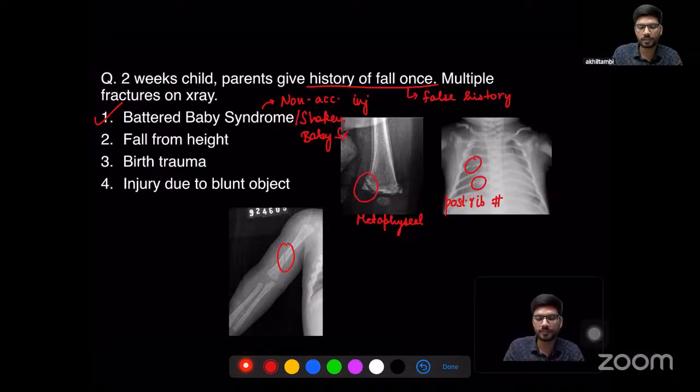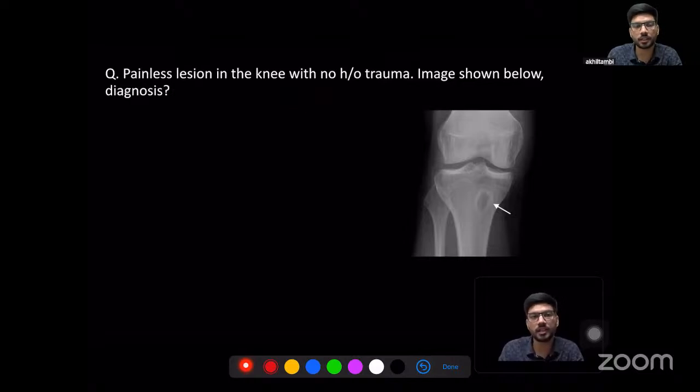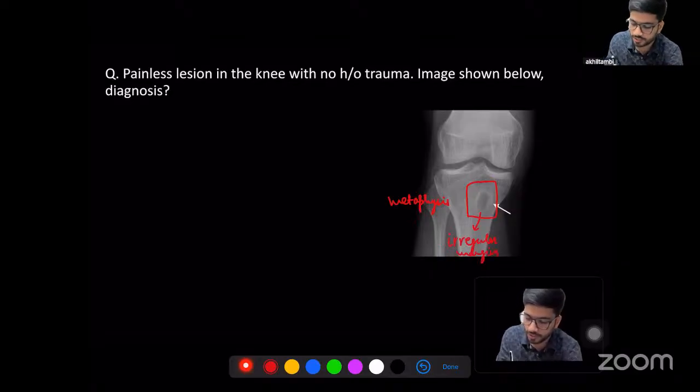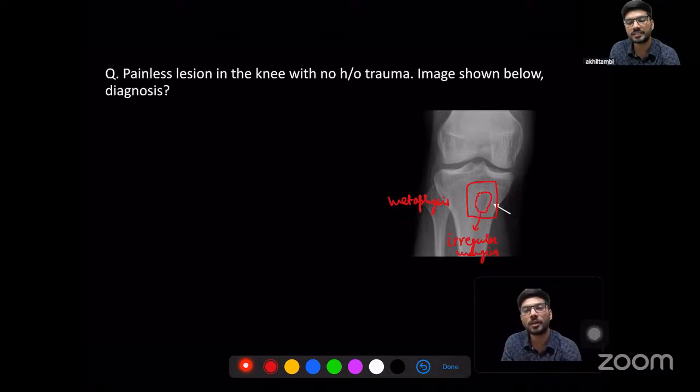Now, moving ahead to the next question, the patient presented with a knee lesion. Basically, he had a painless lesion in the knee, and when we did the X-ray, we could see this kind of lesion in the metaphysis. So this is located in the metaphysis. What we can see in this question is that there are irregular margins. If you can trace this, it is a bit of an irregular margin, and there is a lytic lesion. It is a lytic, irregular margin lesion on the tibia.